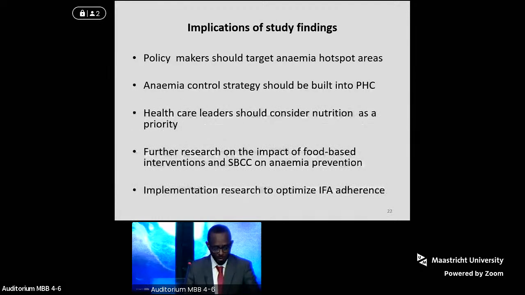The implications of our study are that policymakers should target anemia hotspot areas. Anemia control strategy should be built into the primary healthcare system of Ethiopia. Healthcare leaders should consider nutrition as a priority. And further research on the impact of food-based interventions and social behavioral change communication on anemia prevention should be conducted. Implementation research to optimize iron folic acid adherence should also be conducted.